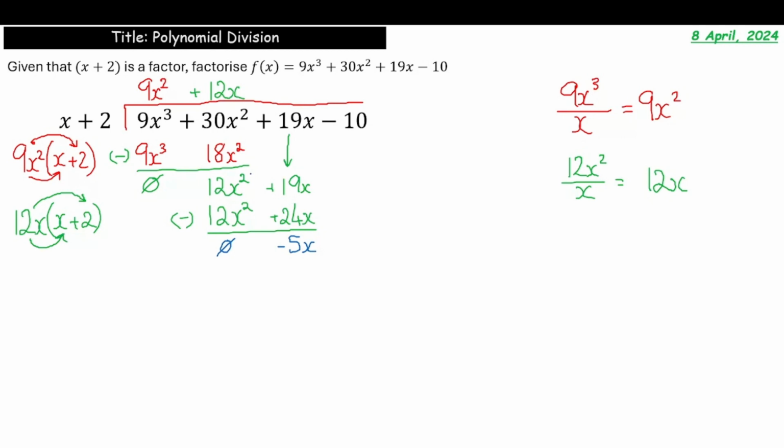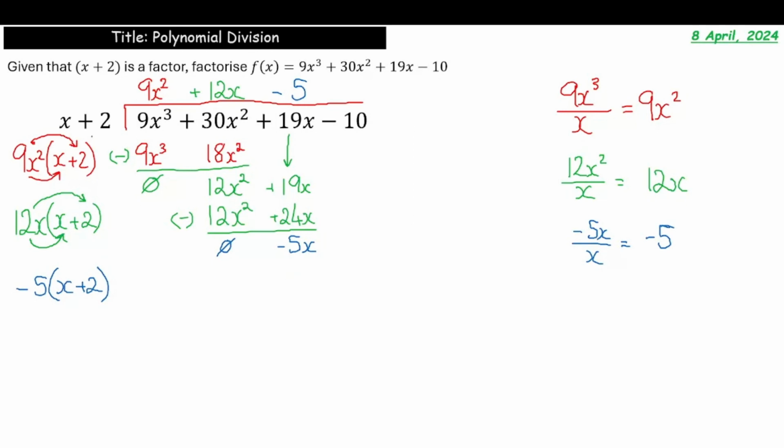Okay, and now we've gotten rid of our cubic term and our squared term, and we're left with a linear term. So we're going to do the same thing. We're going to do minus 5x over here, and we're going to divide it by x, which gives us minus 5. Let's see if this works out. So we're going to put minus 5 up here as our next term, and then we're going to times minus 5 by our linear factor.